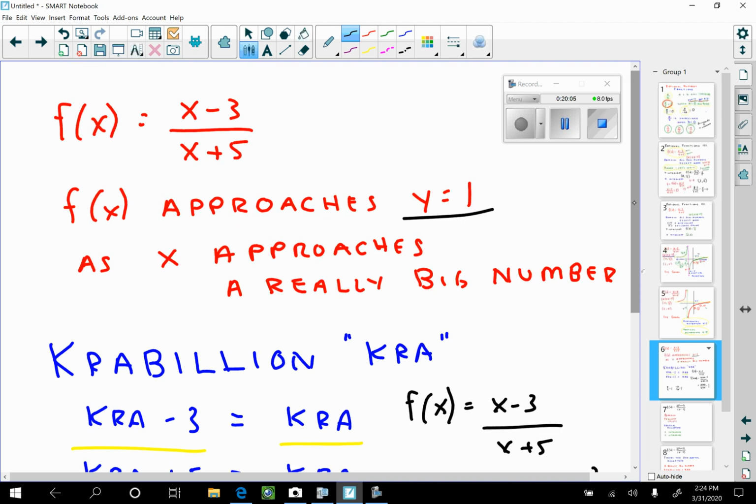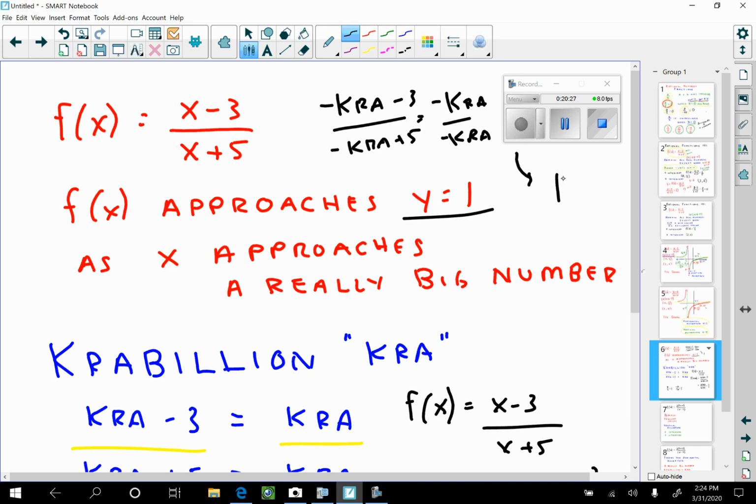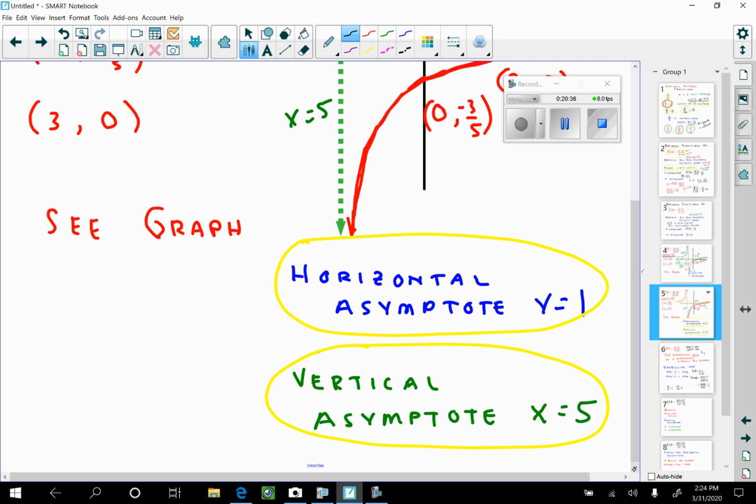If I put a really big negative number in, what's negative quadrillion minus 3 over negative quadrillion plus 5? It's still going to be negative quadrillion over negative quadrillion. And what is negative divided by negative? 1. It's still going to be 1. So what do we call that? We call that a horizontal asymptote.